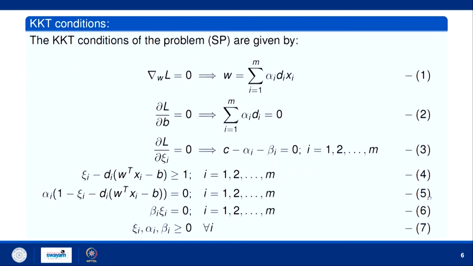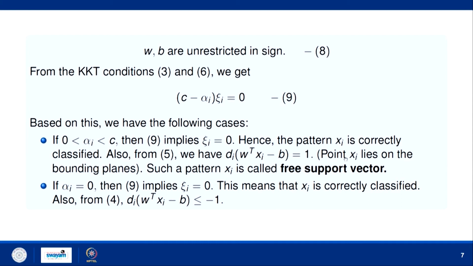If we come to equation number 5, alpha I is non-zero and xi I equal to 0. So, that means 1 is equal to di W transpose xi minus b. That means that particular pattern belongs to the bounding hyperplane, that is, point xi lies on the bounding planes. Since it lies on the bounding planes, such patterns are called free support vectors. So, what I want to say is that if alpha is between 0 and C, then the pattern is correctly classified and lies on the bounding plane itself, and such patterns are called free support vectors.